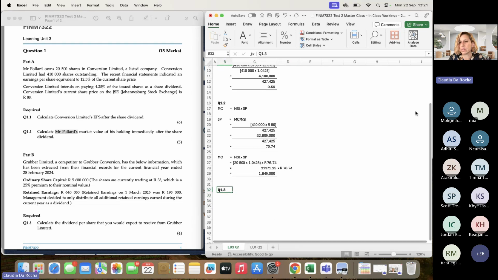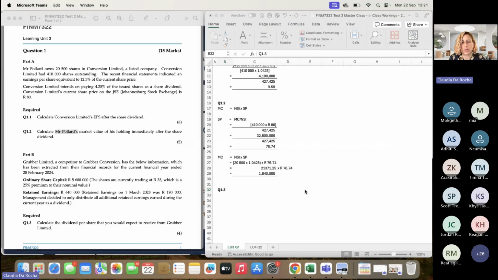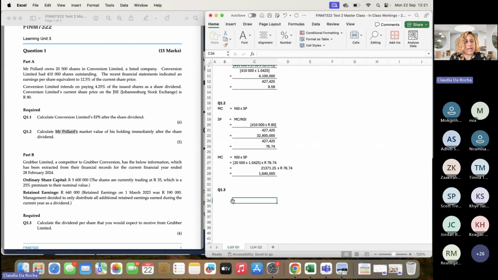Any questions? I'll check if there's no chat questions. Good. Okay, last one. For this Learning Unit 3 question, calculate the dividend per share that you would expect to receive from Grubber Limited. So Grubber Limited, a competitor to Grubber Conversion, has the below information which has been extracted from the financial records for the current financial year end 20th of February 2024.